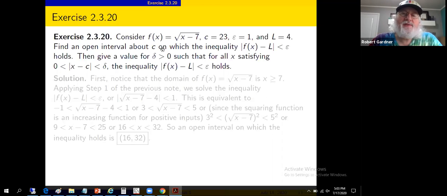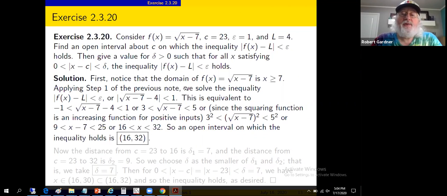Find an open interval about C on which the inequality absolute value of f of x minus L is less than epsilon holds. Okay, that was the first step. Then give a value of delta such that for all x satisfying the delta condition, 0 is less than the absolute value of x minus c is less than delta, implies that the absolute value of f of x minus L is less than epsilon. All right, find all x that satisfy this condition first, and secondly, do that symmetry thing. See how far to the left you can go and how far to the right you can go, and choose the smaller of those two to represent delta.